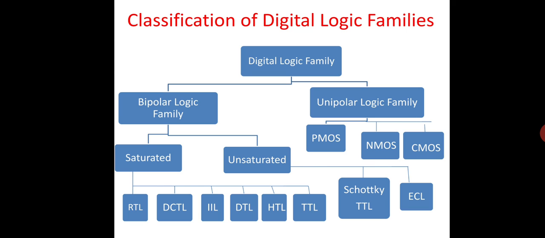Further moving towards the bipolar logic families, as we know, the BJTs have three regions of operation named active region, saturation region, and the cutoff region. So depending upon the region of operation, these bipolar logic families are again classified into saturated and unsaturated types of logic families. The unsaturated, or simply called non-saturated, logic families come under when the region of operation is either cutoff or the active region. This unsaturated category is again classified into either Schottky TTL or the ECL. ECL stands for emitter coupled logic.